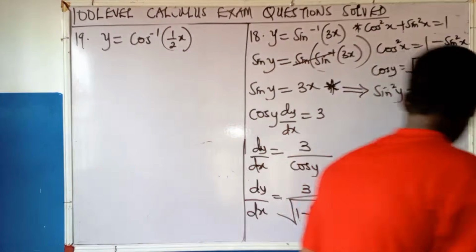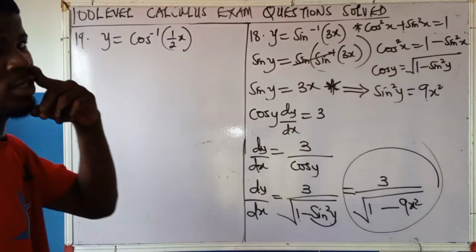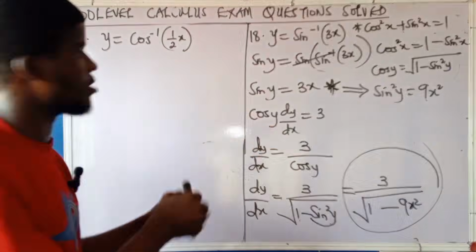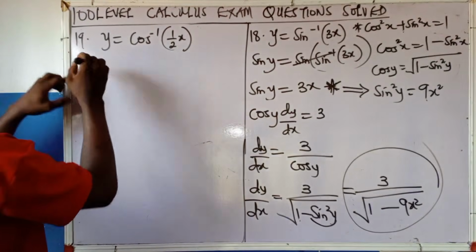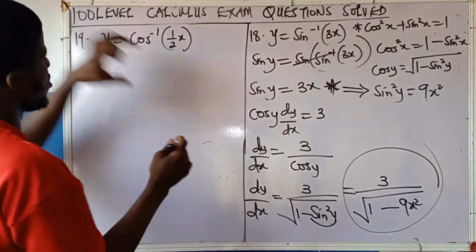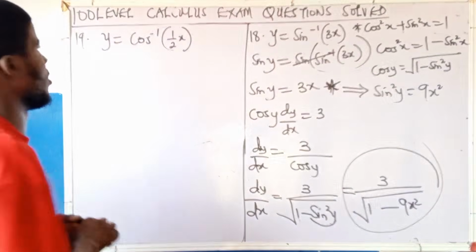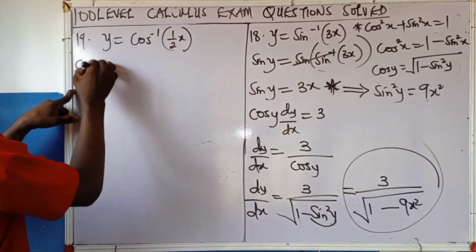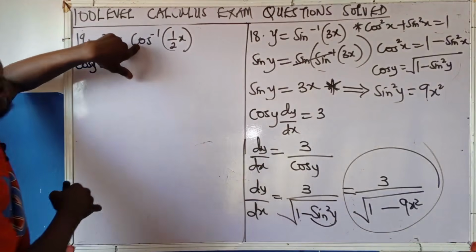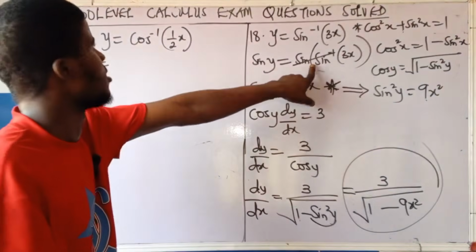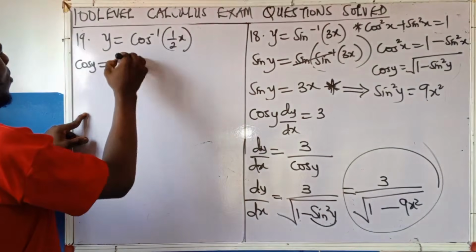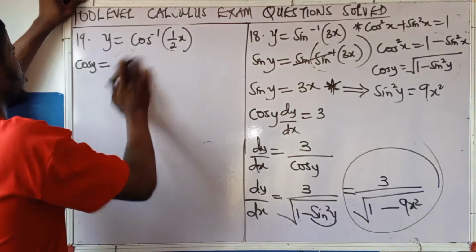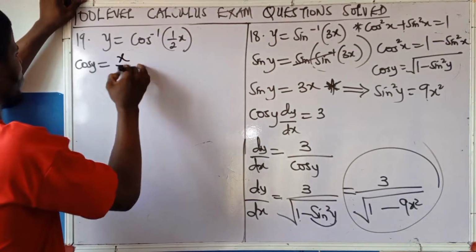Yes, cos inverse of 1 over 2x. Let's go with this now. I want to follow a similar procedure, but maybe not 100%. It's simple, I'll say. If I take the cosine of both sides, from what we did here, I'll be getting cos y equals, we cancel cos inverse, I'm having 1 over 2x left. 1 over 2x also means x over 2, so I should just write x over 2.